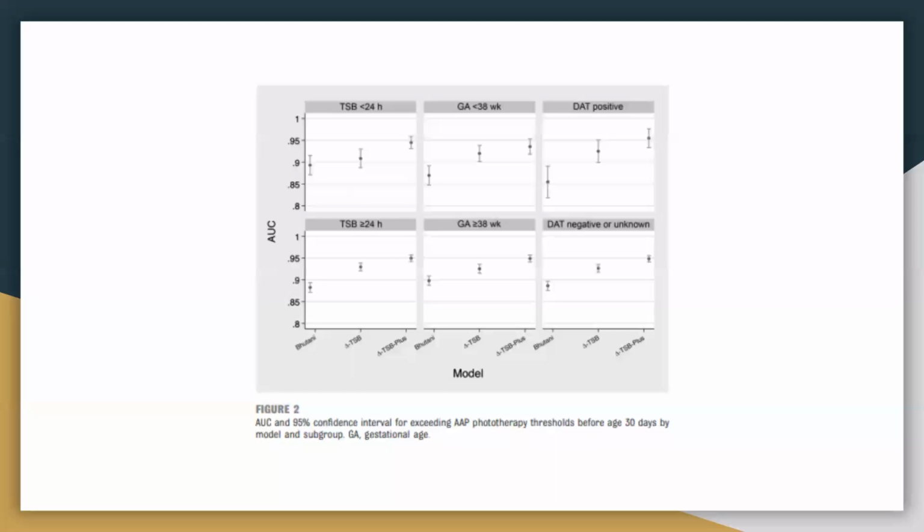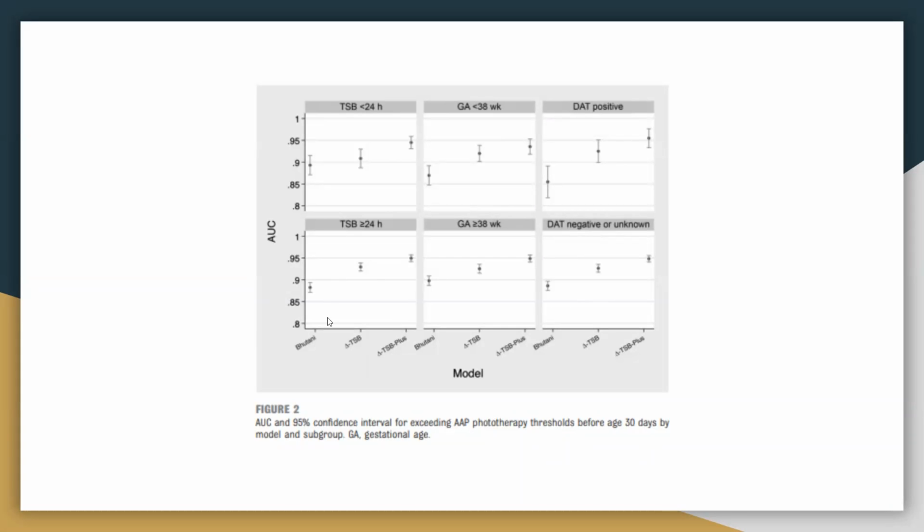They broke down the data further into different subgroups to see if there was similar accuracy in being able to predict whether or not patients were going to meet that threshold. So the different groups that they have are a total serum bili that was checked less than 24 hours of life, greater than 24 hours of life, gestational age less than 38 weeks or greater than 38 weeks, whether the patient was DAT positive or if the DAT status was unknown.